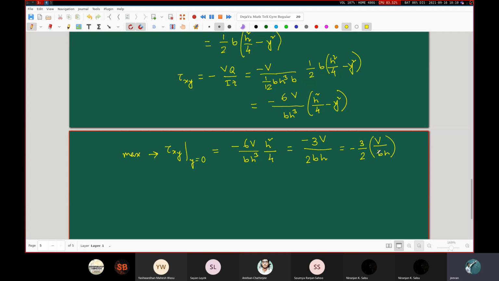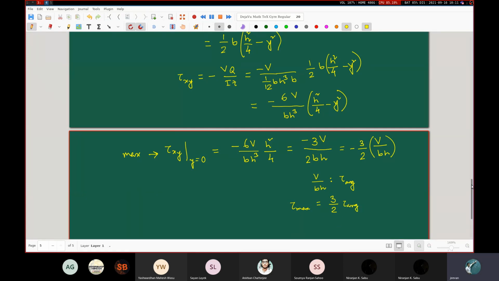Now, if you look closely at this expression, this V divided by b h, that is the tau average. Okay, that is the average value of the shear stress over the entire cross section. It is something like this: the V is applicable over the entire rectangular cross section, and the area of the rectangular cross section is b h. So force divided by area gives us an average estimate of the shear stress, that is the tau average. So what it is telling us is that the tau max magnitude is equal to 3 by 2 times the tau average value.